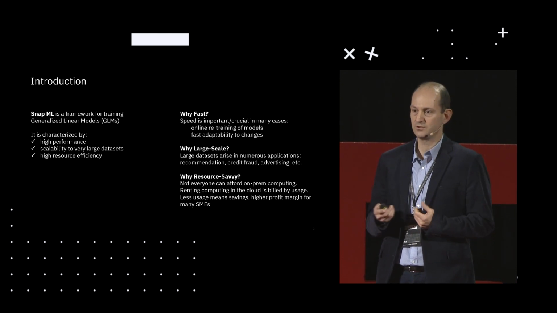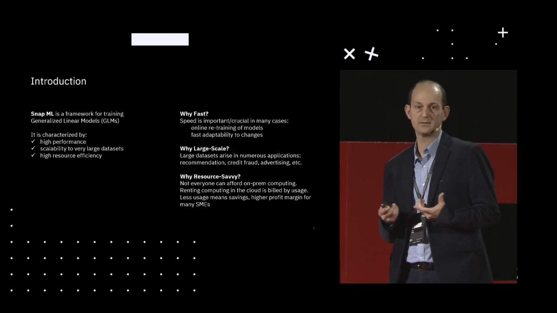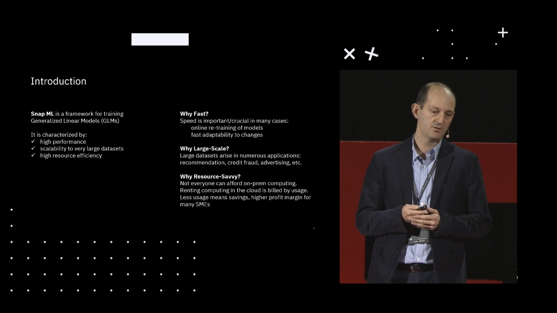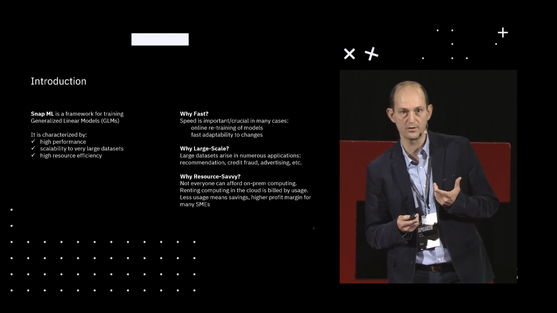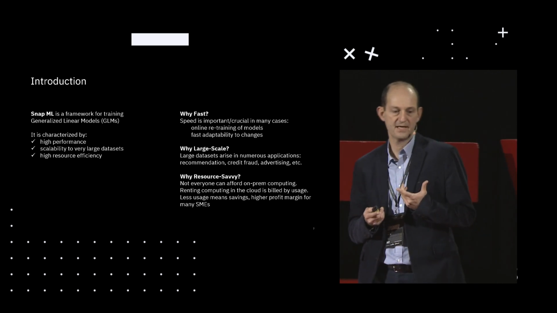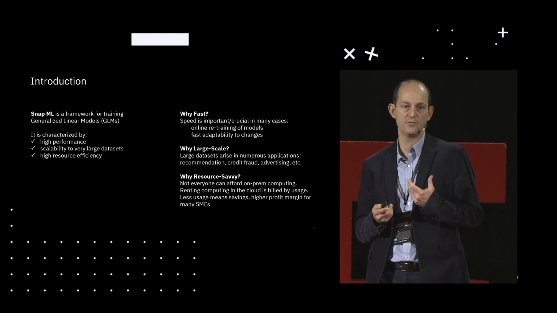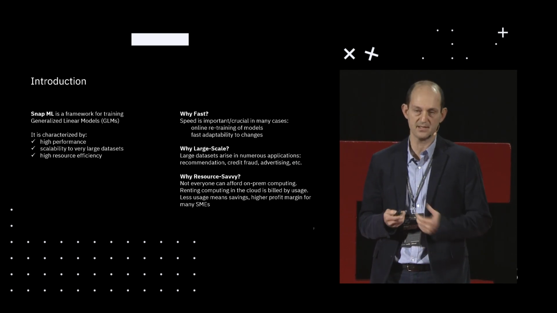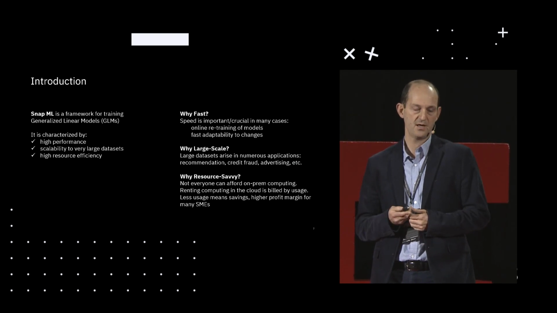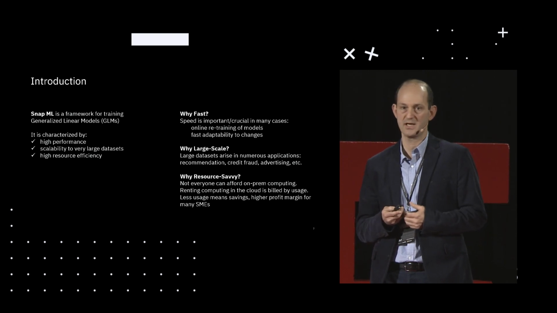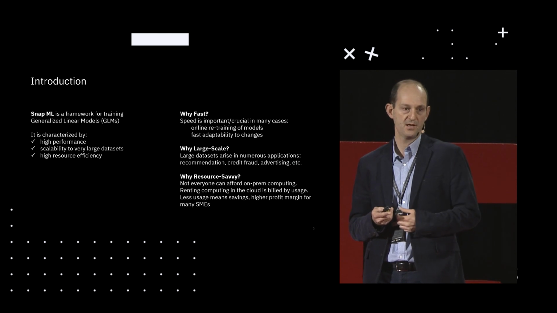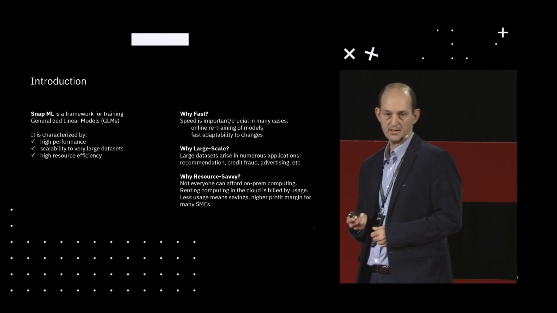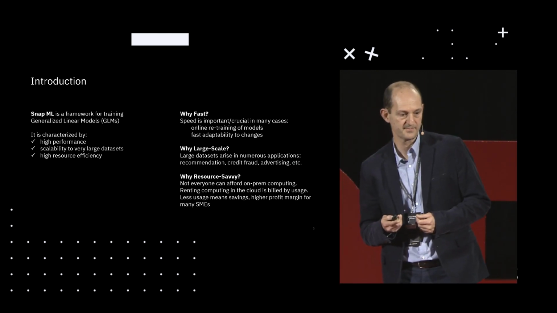Why do we need the model to be able to handle large-scale data? Well, typically these days, in particular with the rise of the internet-scale companies, we have data sets that are of very large scale, terabyte scale, billions of rows. And this typically comes in things like recommendation engines, credit card fraud for banks, online advertising. And I have an example, actually, from that later.